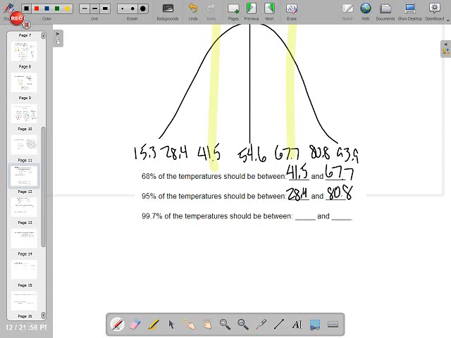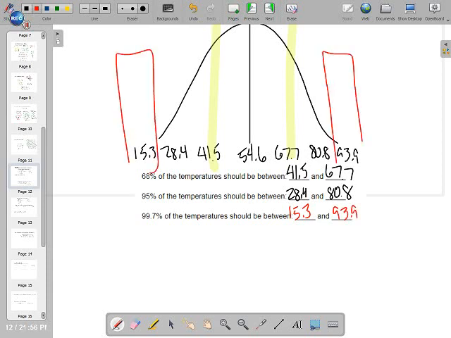Similarly, 2 standard deviations of the mean, 28.4 and 80.8. We should expect to see about 95% of the data in that range. And then lastly, 99.7% of the data you see should be between 3 standard deviations of the mean. So that's 3 standard deviations below and 3 standard deviations above the mean. So that's called the empirical rule, and sometimes you hear the 68, 95, 99.7 rule.